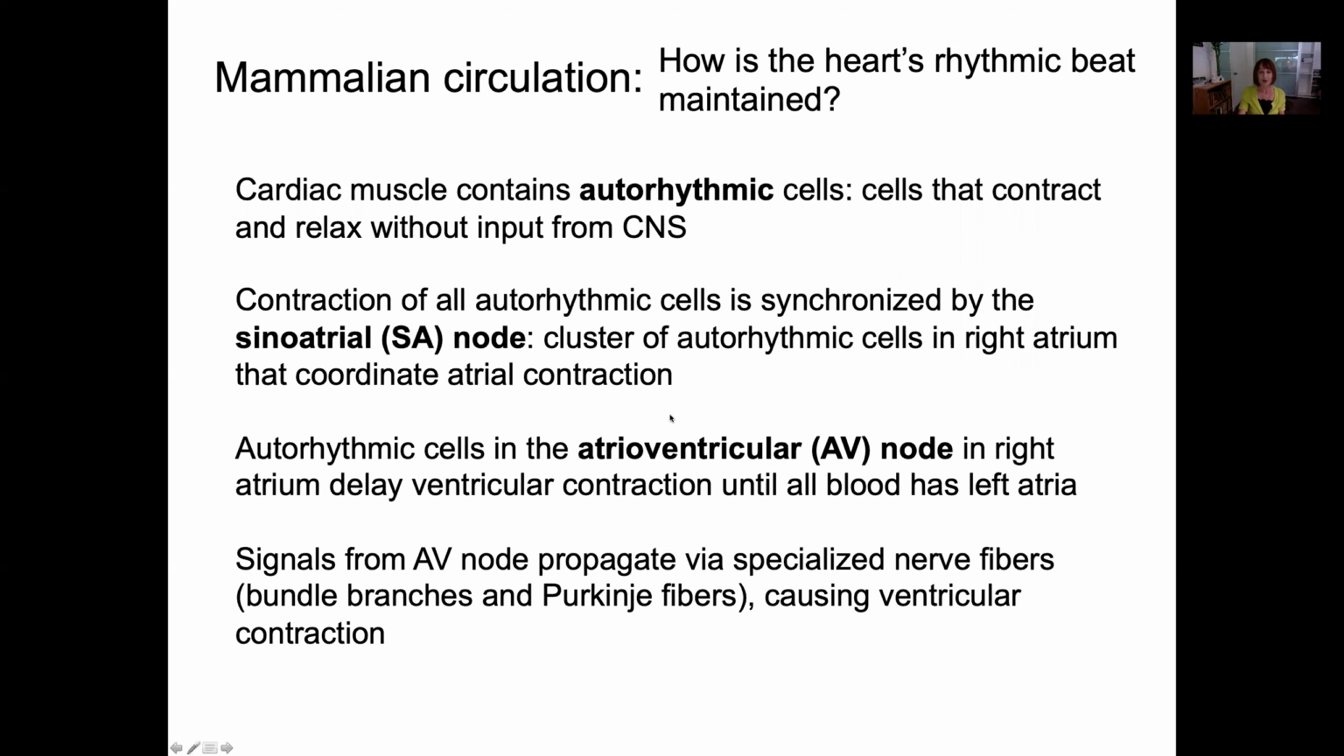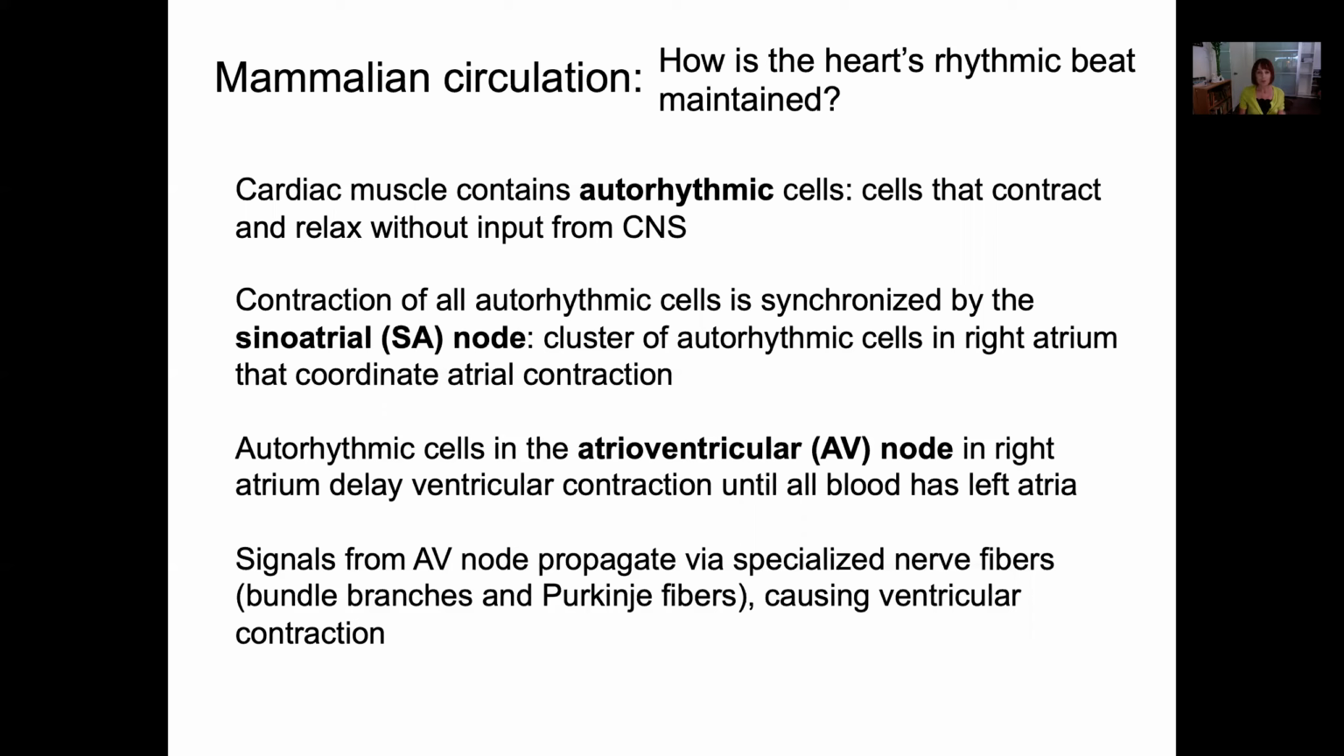All right, and so there are these two nodes that are critical for coordinating this autorhythmic activity. And the first one is the main coordinator of this, and this is called the sinoatrial node, the SA node. And this is what is referred to as the pacemaker of the heart, because literally it's setting the pace for muscle contractions. And so this is what is replaced in individuals that have a medically placed pacemaker.